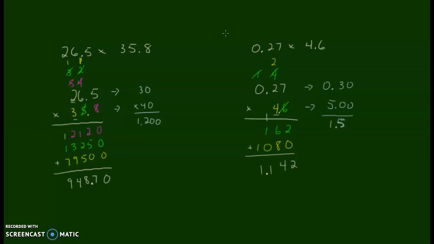Now I'm going to leave this work here, and I'm going to show you one other thing to think about. Instead of doing an estimate, we could multiply like we did here, and then look to see how many digits are behind decimals in the problem. So in our whole problem, there's 2 digits behind the decimal. So if we come down here, there has to be 2 digits behind our decimal in the answer.